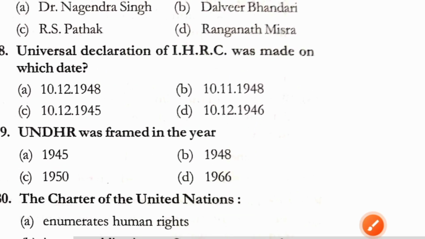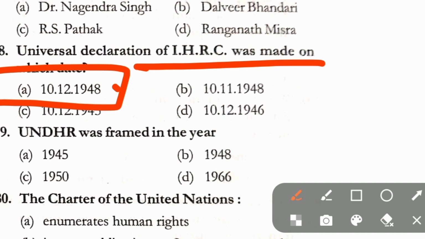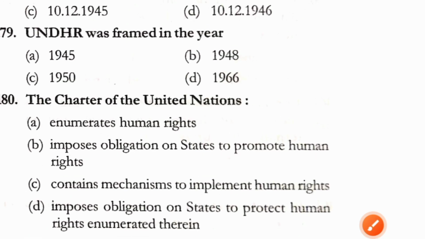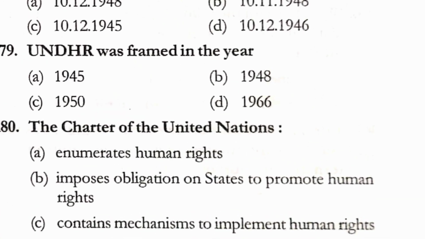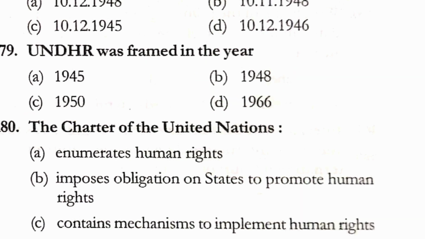Question number 178. Universal Declaration of UNHRC was made on which date? Here in question number 178, the correct answer is option A, that is 10/12/1948. Question number 179. UNHDR was framed in the year option A 1945, option B 1948, option C 1950, and option D 1966. Here in question number 179, the correct answer is option B, that is 1948.